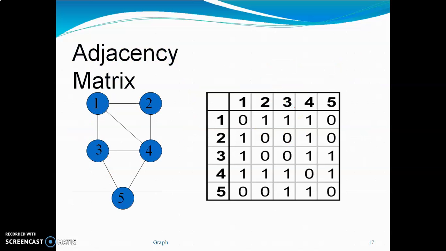So the next representation, this is another example of representing the graph as a matrix. This is for the undirected graph. So we can write the ones and zeros for the edges wherever we have them for the vertices. Next class we'll see the adjacency list.